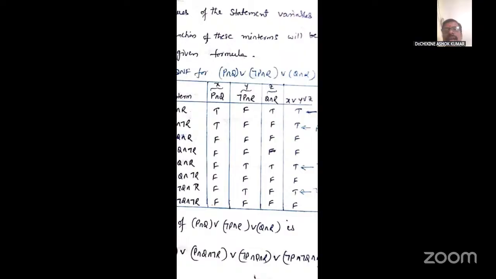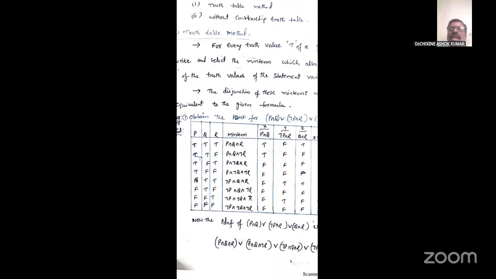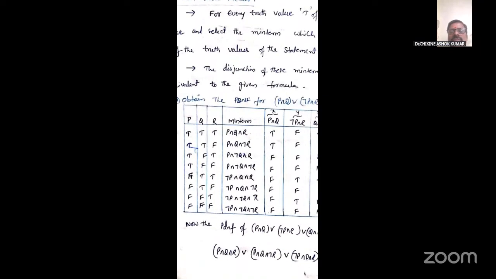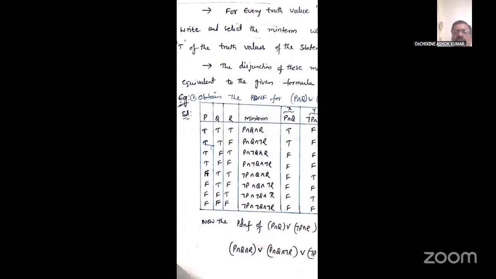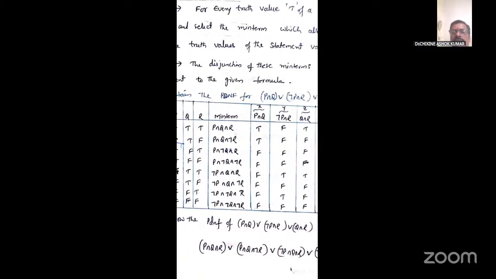Let me write down those columns individually. First, P intersection Q. P intersection Q means write the conjunction formula. Conjunction: if P and Q are both true, then only the statement is true. In all remaining cases, it is false. Based on that, here I have written P and Q as T F. Q is T. The third one, Q is F and P is T. Result is false. Like that, I prepared P intersection Q.